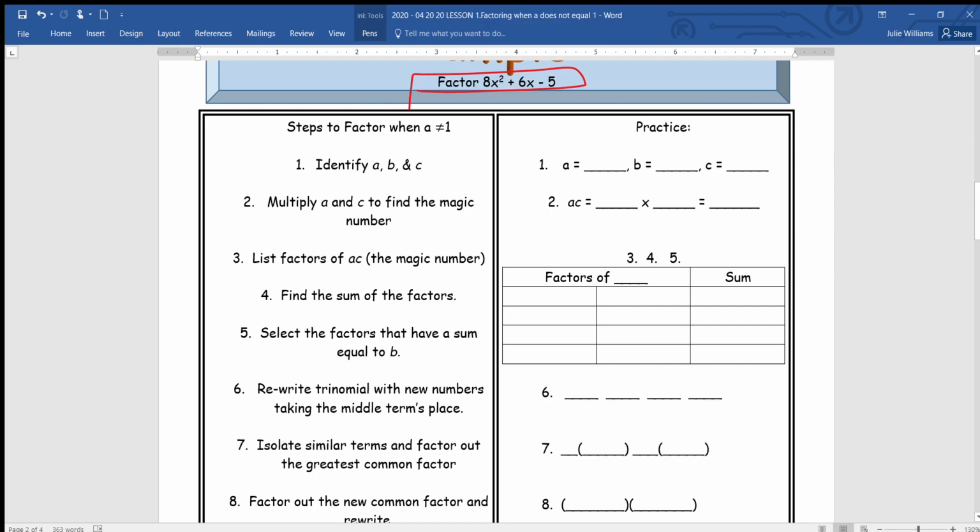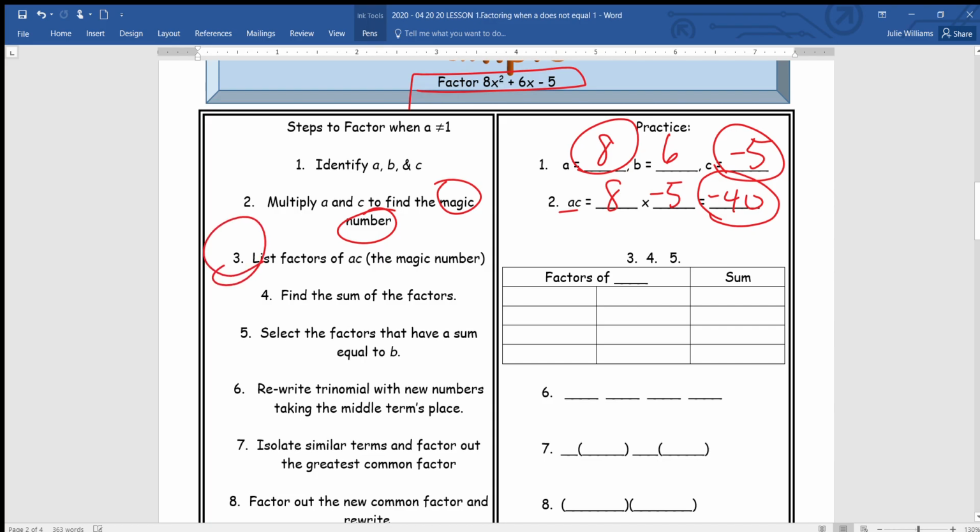So again, identify your A, your B, and your C. So my A is 8, my B is 6, and my C is negative 5. I have to find my magic number. Again, that's multiplying A times C. So 8 times negative 5, multiplying these two together to equal negative 40. That is my magic number. I have to find the factors of that magic number.